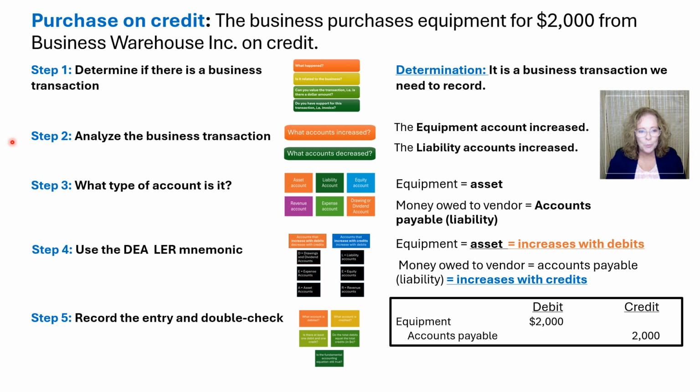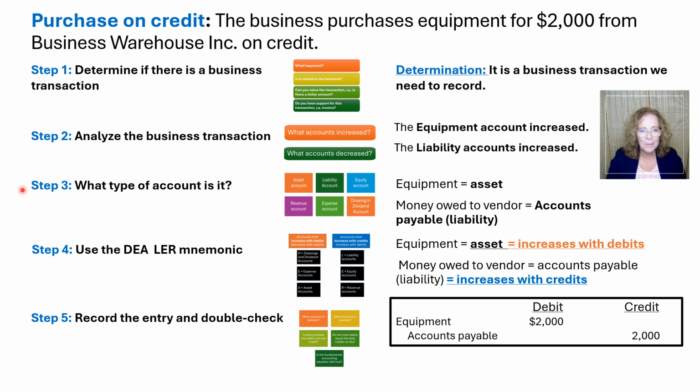In step 2, we now determine what accounts increased and or decreased. First, the equipment account increased because the business now has more equipment. The business did not pay for the equipment and instead incurred accounts payable. Promise to pay later. Those promises to pay later, the accounts payable, is a liability for the business to a vendor, in this case, Business Warehouse Inc., and the accounts payable increased. So equipment increased, the liability account called accounts payable also increased.